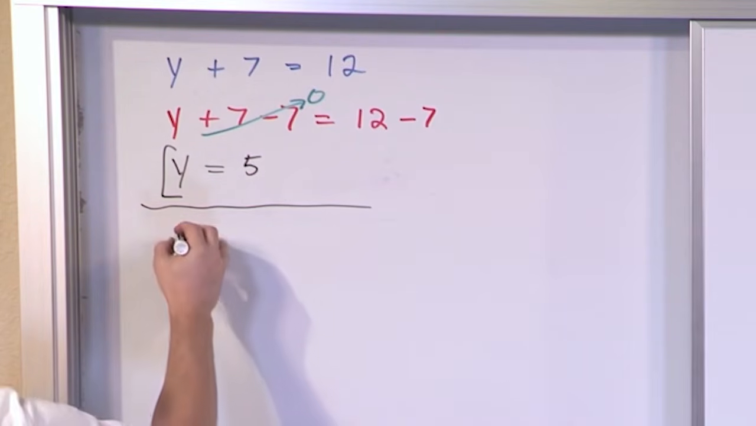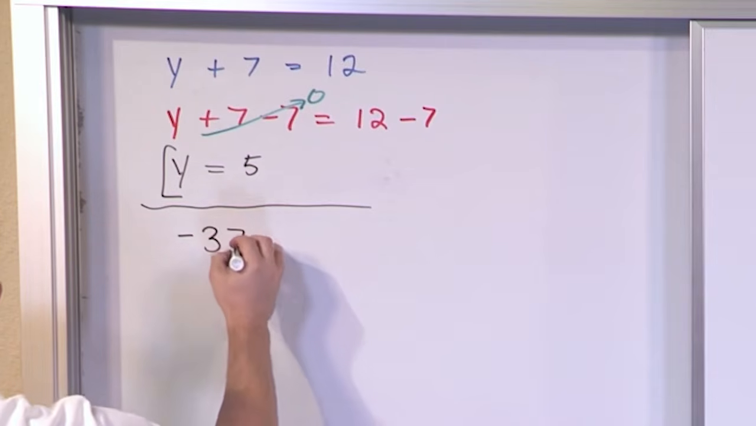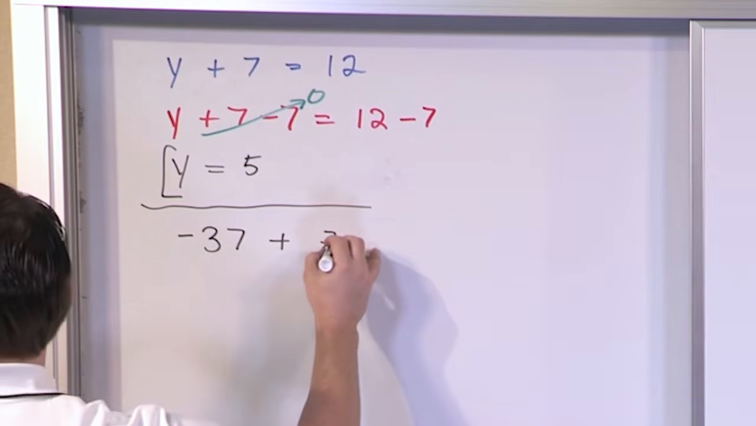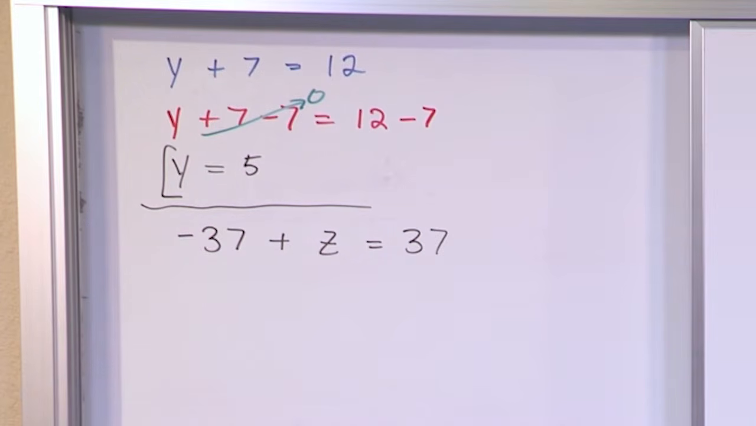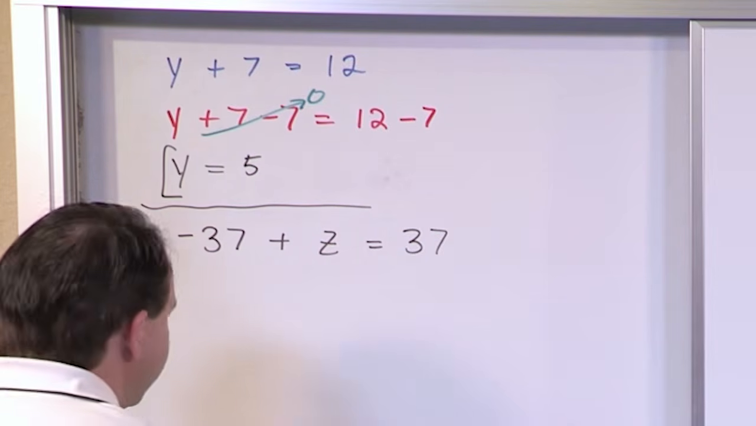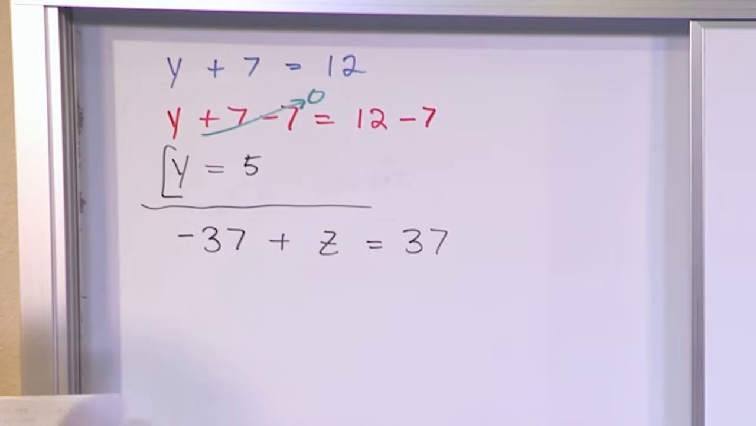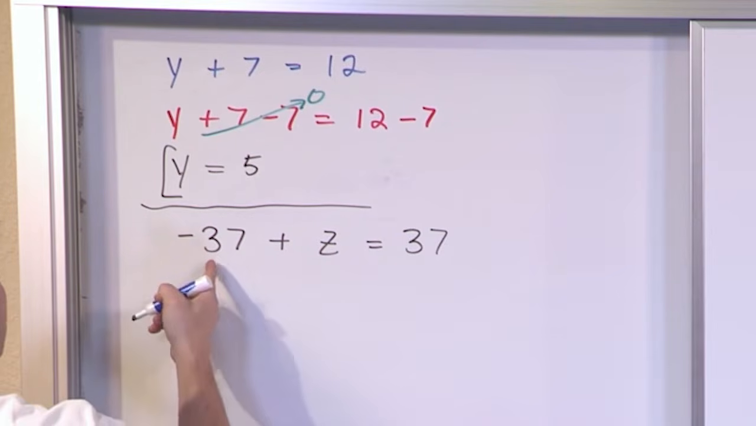All right, what if we have something a little bigger? -37 plus z is equal to 37. How do we solve for z? We're trying to find out what z is equal to. Now we have this -37 sitting over here. We don't like that. The only way we can really get rid of it is to do the opposite.